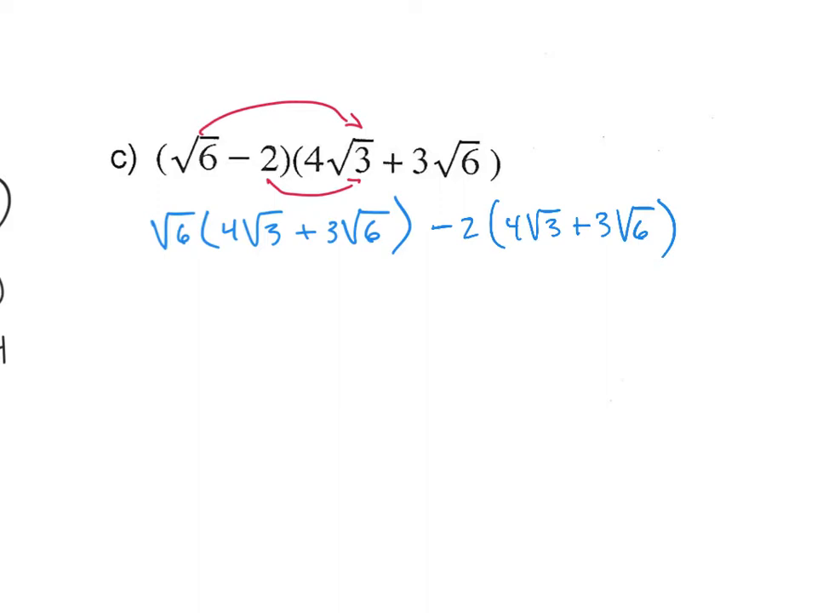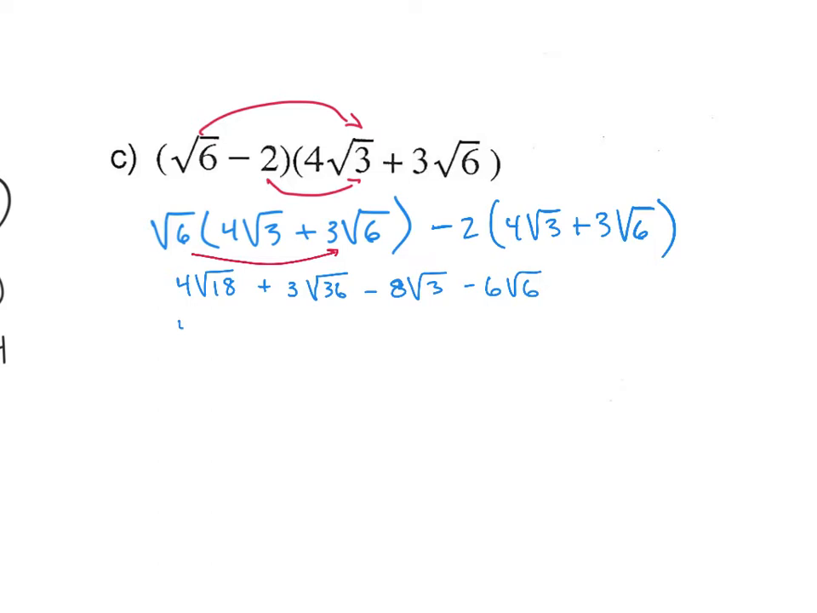As I do my distributive property, the square root of 6 times 4 square root of 3 is 4 square root of 18. Then I continue there, and this gives me 3 square root of 36, minus 8 square root of 3 and minus 6 square root of 6. As I multiply across, some people would have simplified as they go, which is fine. I'm just trying to show you all the steps.